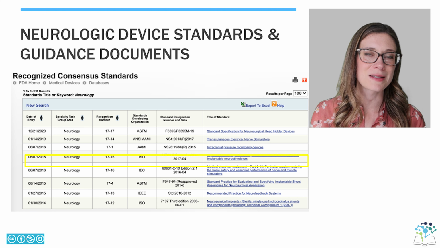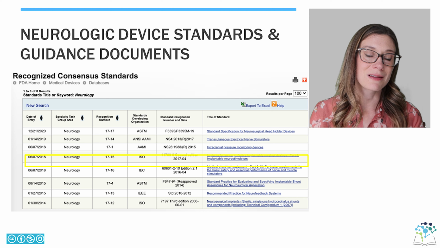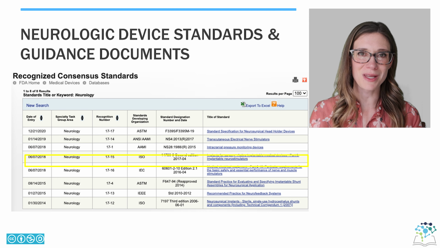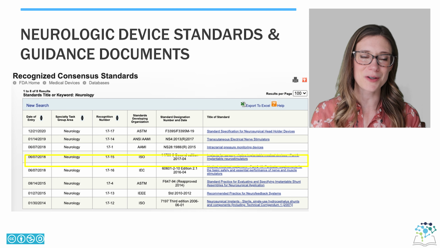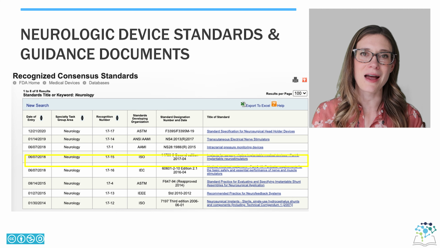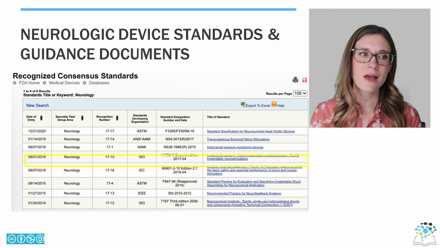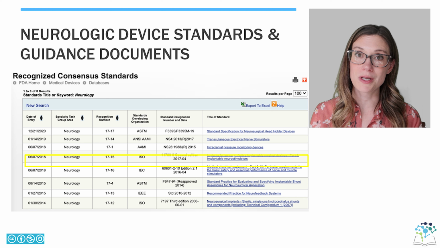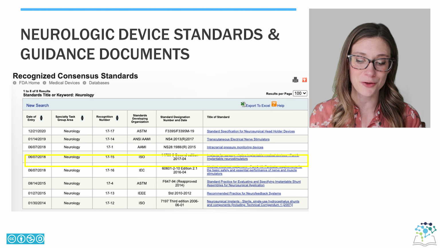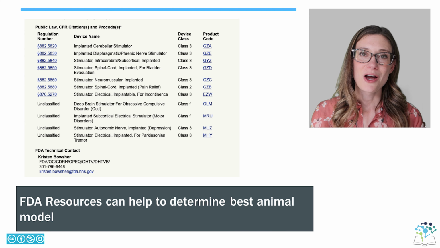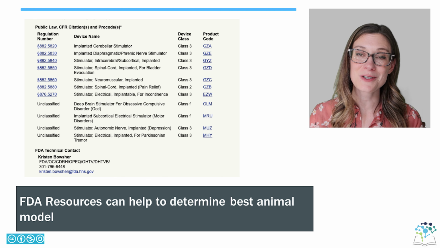Here I'm showing you a selection of these standards that I filtered for the neurology category, which is likely a category that will be relevant to many neurotechnology developers. And I've highlighted a specific standard. This one is ISO 14708-3, which is for implantable neurostimulators. On the next slide, I'll show you what happens when you click the link to that standard.